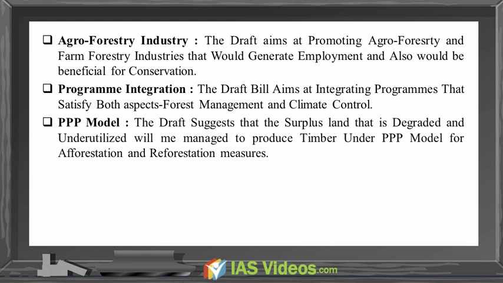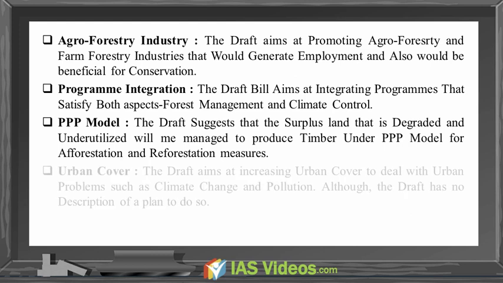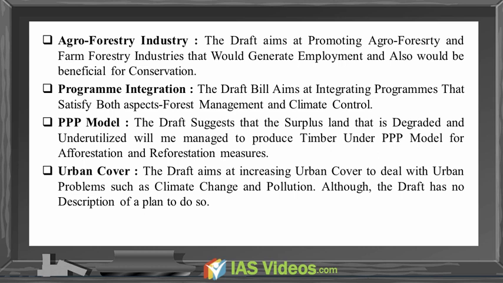PPP model. The draft suggests that the surplus land that is degraded and underutilized will be managed to produce timber under the PPP model for afforestation and reforestation measures. Urban cover. The draft aims at increasing urban cover to deal with urban problems such as climate change and pollution, although the draft has no description of a plan to do so.